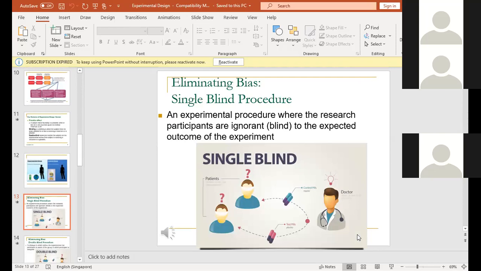Look at this experimental procedure where the research participants are ignorant, or you can say blind, to the expected outcome of the experiment. You can see the controlled pill and test pill here. This is also called placebo, the blue one. The people who are given these two different capsules are not told which one they are consuming.